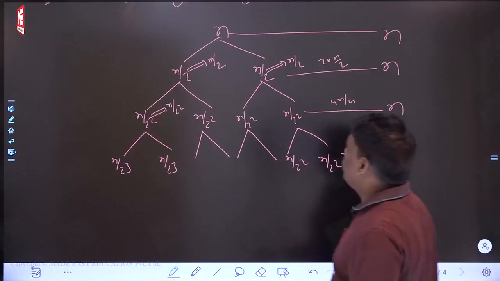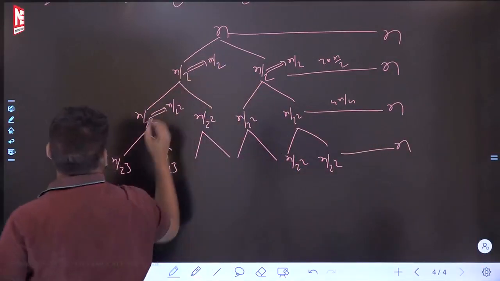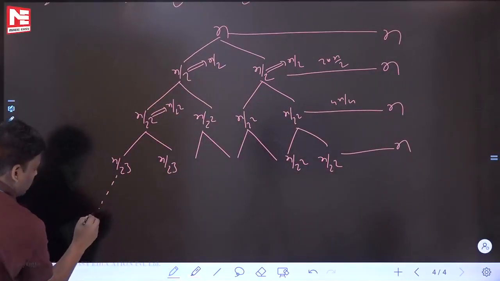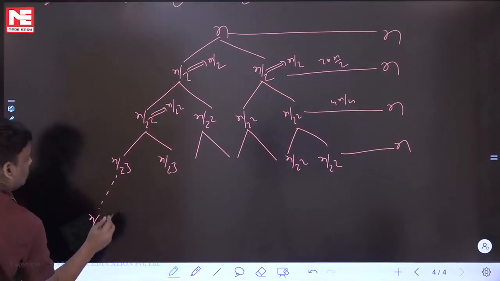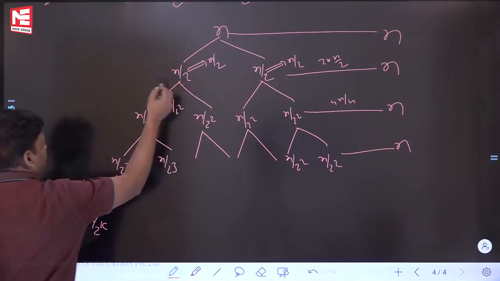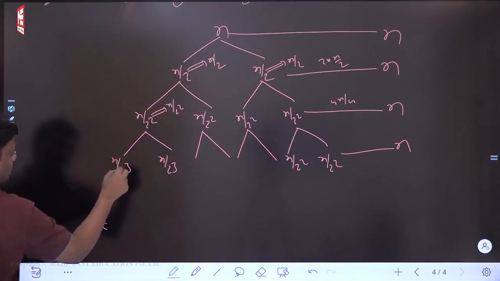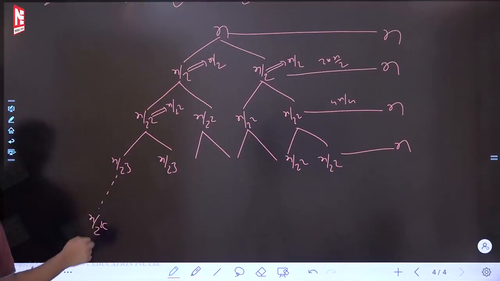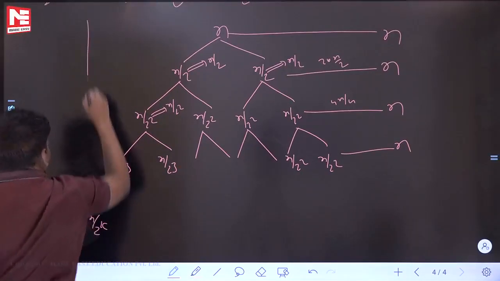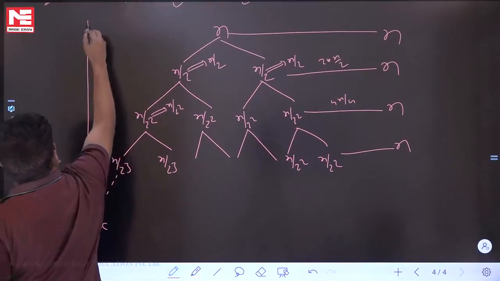Can you help me if you are comfortable? Can you say left is always divided by 2? If you continue k times, what is the answer? n by 2 power k. If I do 1 time, n by 2; if I do 2 times, n by 2 square; if I do 3 times, n by 2 cube; if I do k times, n by 2 power k. So after doing k times, n by 2 power k.